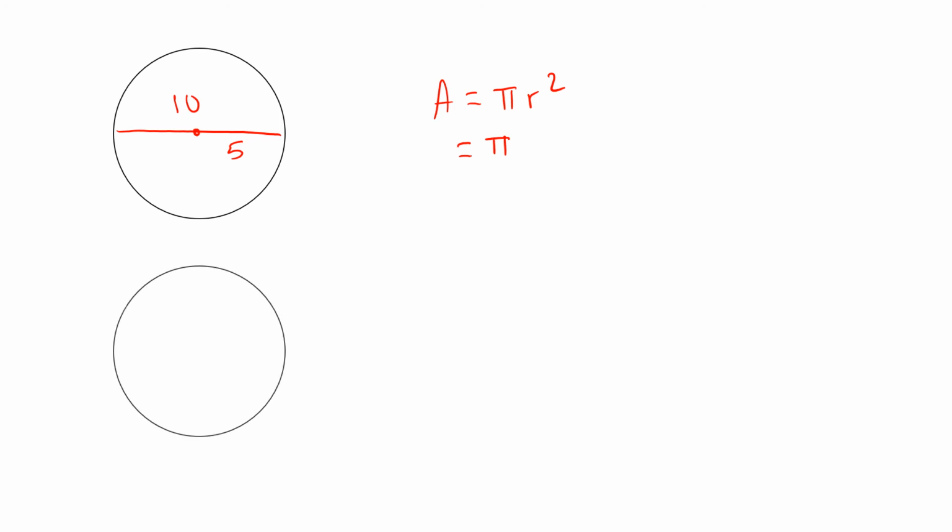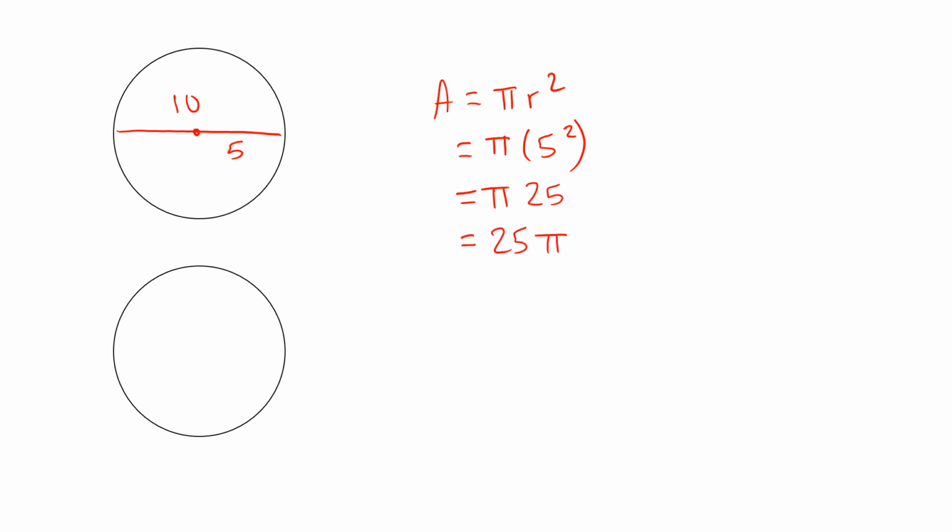Oh boy, my pen's not working. Times 5 squared. So again, that doesn't mean 5 plus 5. That means this is going to be pi times 5 times 5, which is 25. Boy, my pen is not behaving well right now. It's pi times 25, and we'll write that as 25 pi.